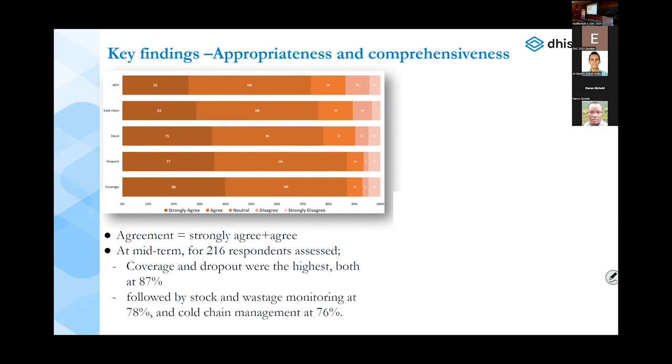So if you look at coverage as one of the areas, close to, I would say, 90% were okay that this dashboard is able to comprehensively and appropriately help them measure coverage. And indeed, in the dashboard, we had a lot of coverage analysis. And that is for both the dropout and coverage, close to 90%. And then followed by the other areas.